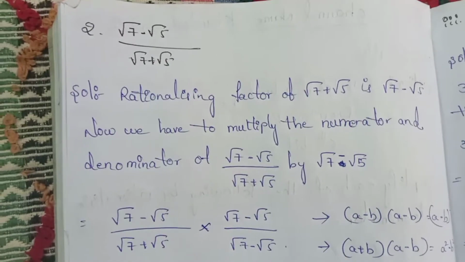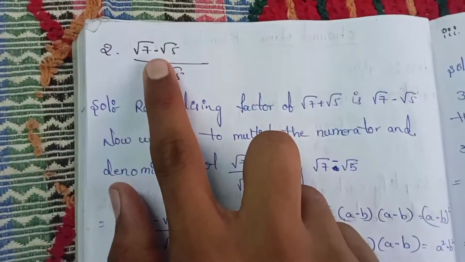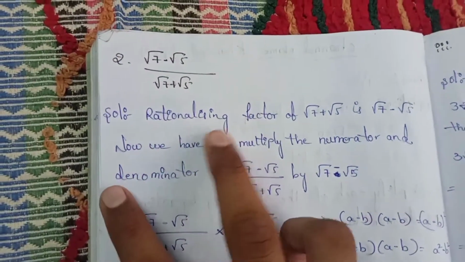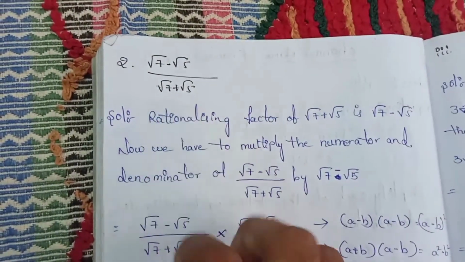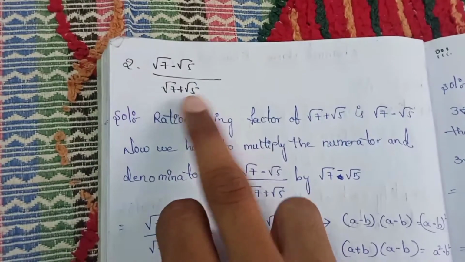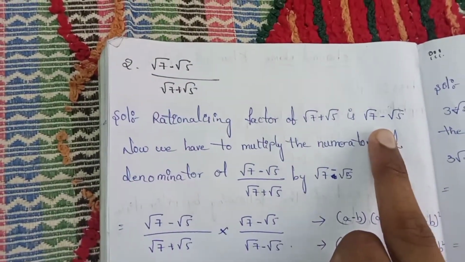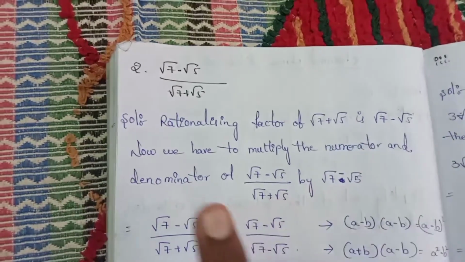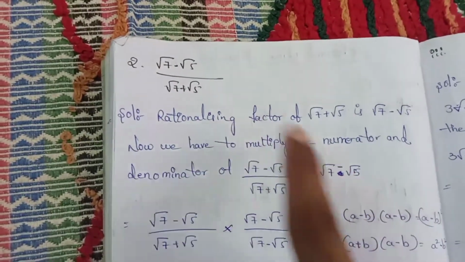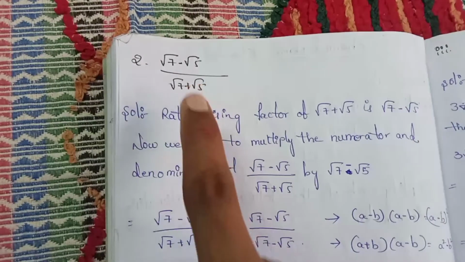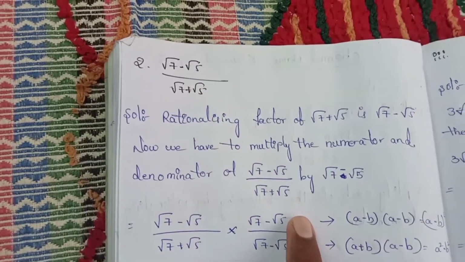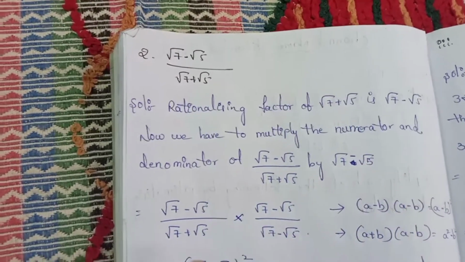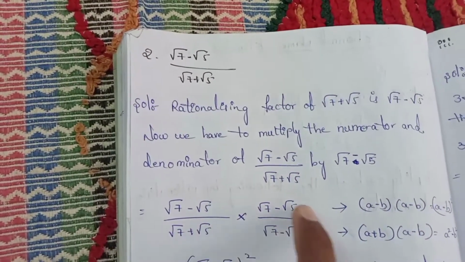Now the second one: root 7 minus root 5 by root 7 plus root 5. What is the rationalizing factor of root 7 plus root 5? The plus sign becomes minus, so the rationalizing factor of the denominator is root 7 minus root 5. Now we have to multiply the numerator and denominator of root 7 minus root 5 by root 7 plus root 5 by root 7 minus root 5. We have to multiply like this.